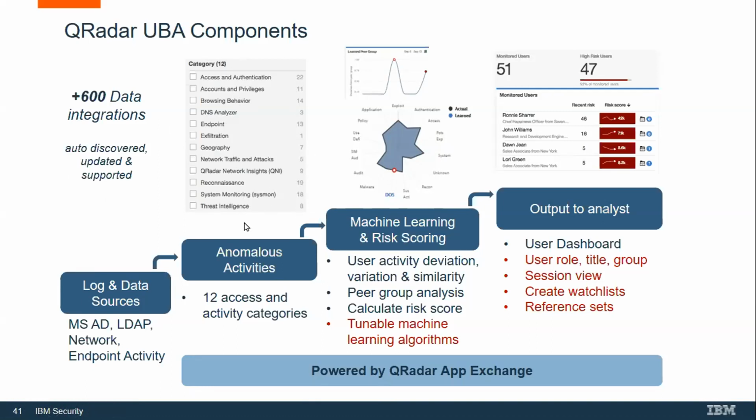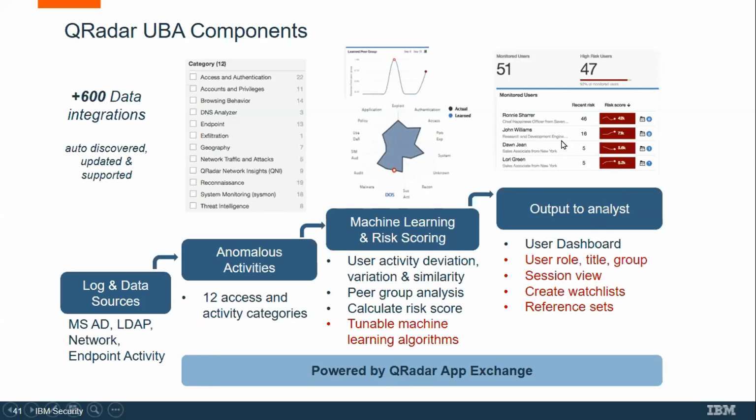And then the next part, once I've got my data and I've categorized it, is the machine learning and risk scoring. So this is going to be user activity. Do I see deviation, variation, or similarity? Does Frank Walder's peer group do the same type of work? And the thing we really like is the very tunable machine learning algorithms. It's not set on what IBM thinks it should be, or whoever the Forrester analyst is. These are tunable machine learning algorithms where you go out there and say, I want to look at it this way or that way. And then output to the analyst.